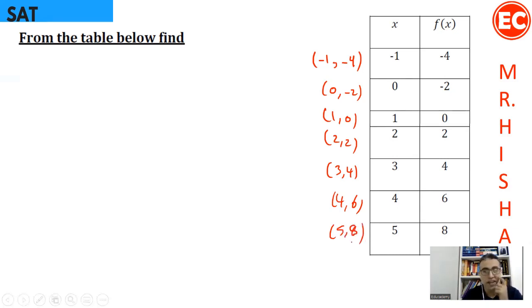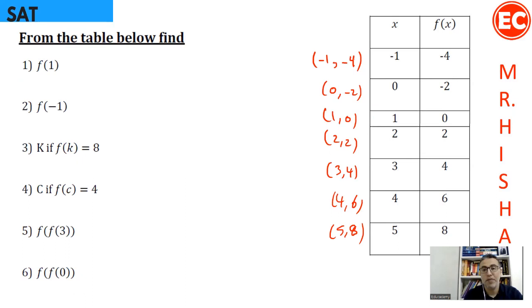So I'm going to find the answers to the given questions from the table. F of 1 means 1 with what? So I go to 1 and I can see that 1 goes with 0. So f of 1 is 0. Now, what is the value of x such that y is equal to 8? I go to the table here. It is here, so I go back. So k here is equal to 5. What is the value of c, which is equal to 4? For 4, I go here, it is 3.